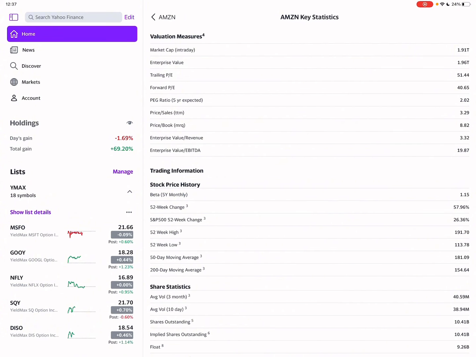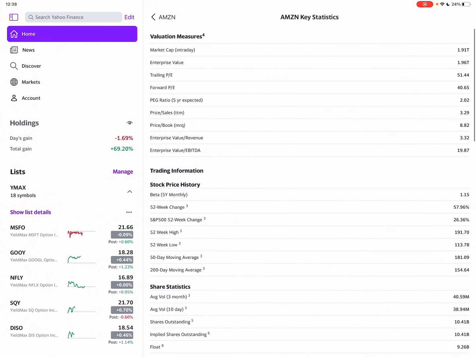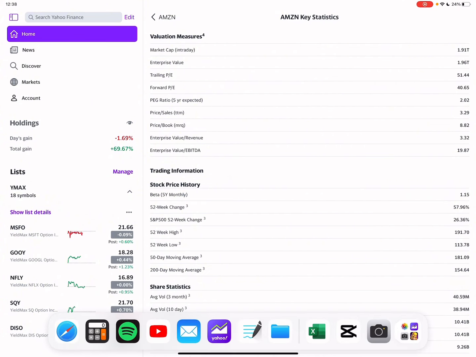So if we look at the EBITDA, earnings before interest, taxes, depreciation, and amortization, it actually is looking pretty in line there at 19.87. So there are a couple of accounting things that are bringing that net income down. As we can see, the forward PE is 40.65, so that's well above the S&P average. But at the end of the day, we've got to think, does Amazon command a premium? I think it does, because they're in so many different sectors of the economy.